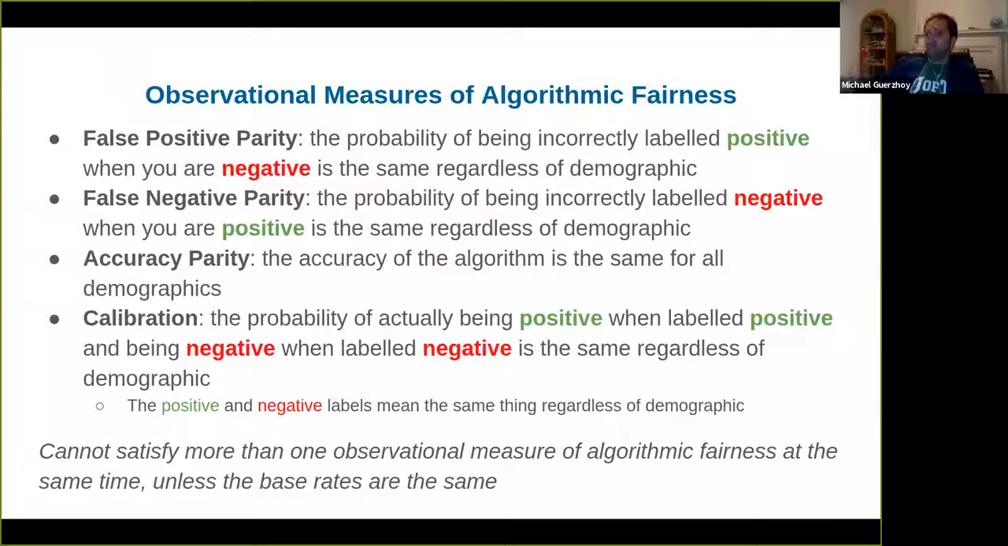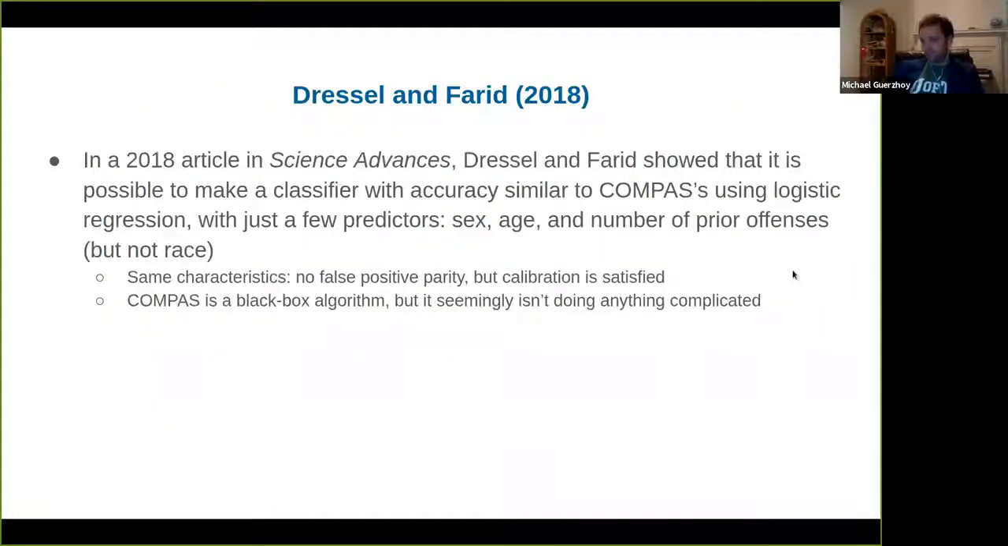So what was very quickly pointed out is that you cannot satisfy more than one of those at the same time if the base rates, so the percentage of people who actually end up reoffending, are different in different demographics.